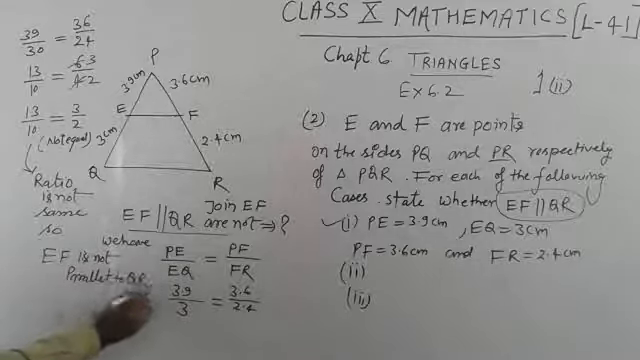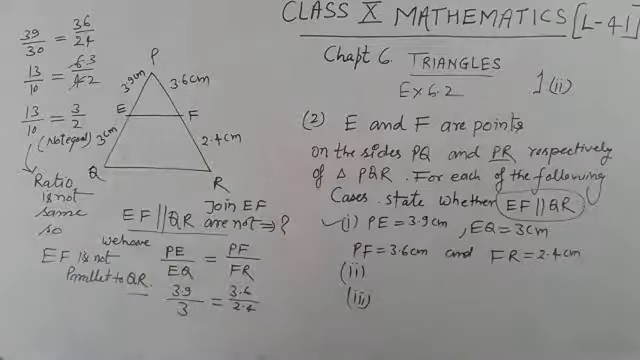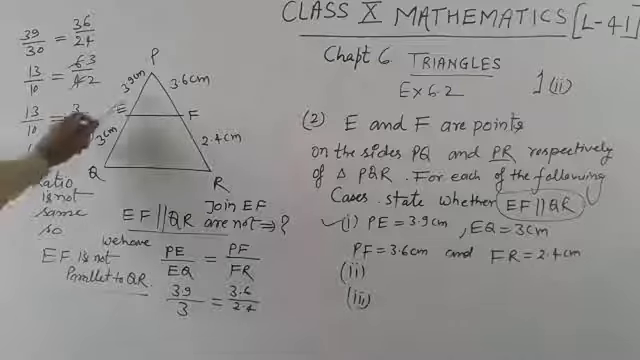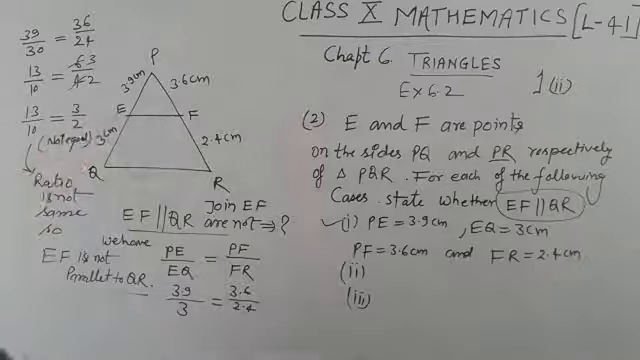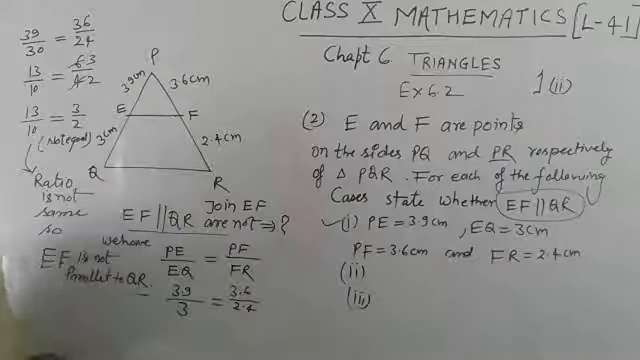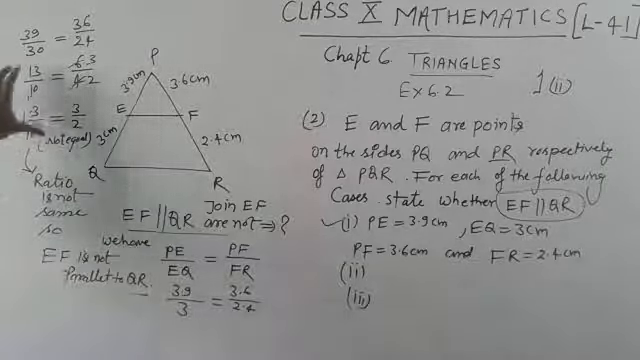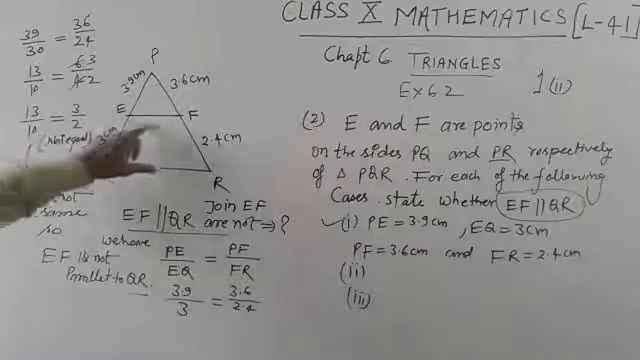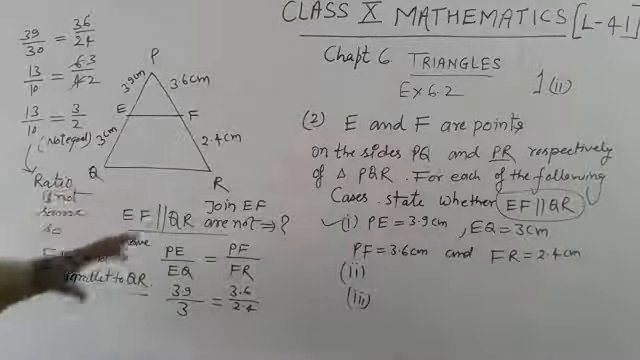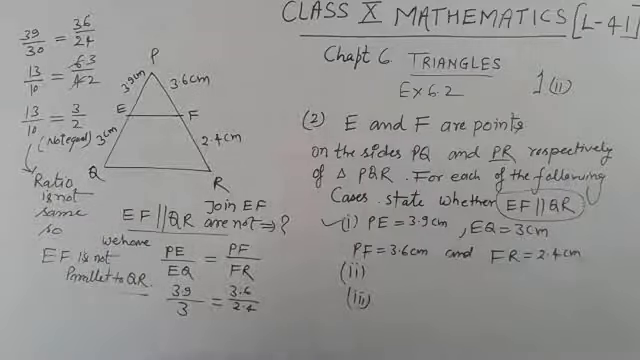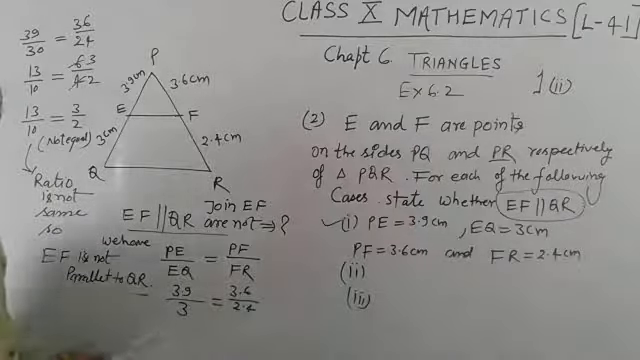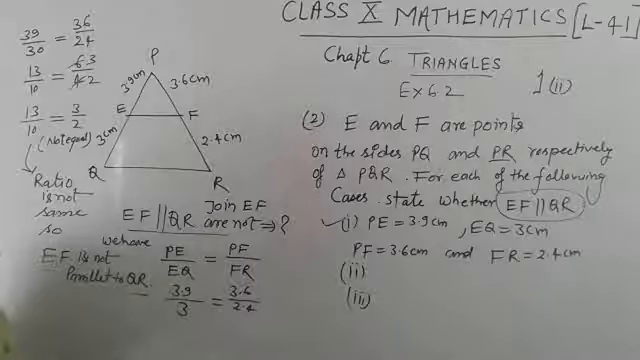QR. Okay students, so in case converse of Thales theorem, if we have same ratio, then we can say both sides are parallel. But here in this case we have not same ratio, so EF and QR are not parallel. Okay students, so this is the solution. Okay, right?